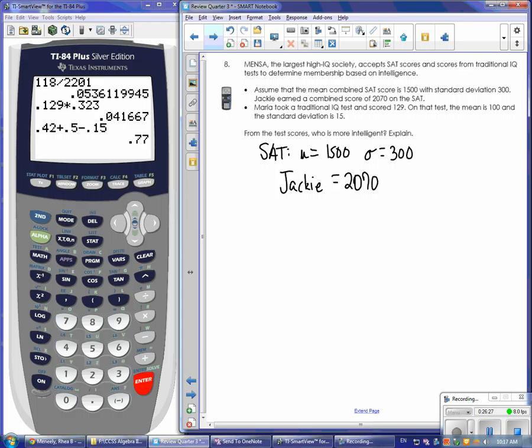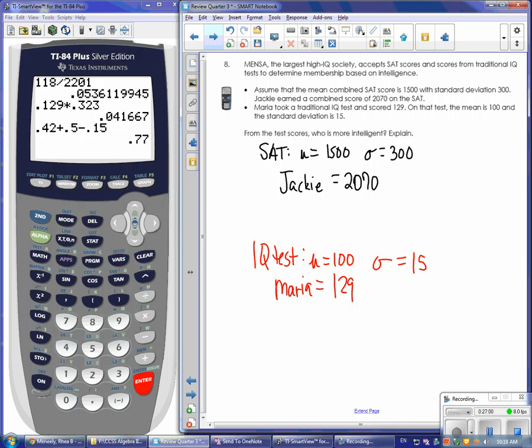2,070. We have another test, an IQ test that Maria took, and it's a traditional IQ test. And we know that Maria got 129. And on that test, we're told that the mean is 100 and the standard deviation is 15. Okay, so it's hard to compare the two scores because the distributions are so different.